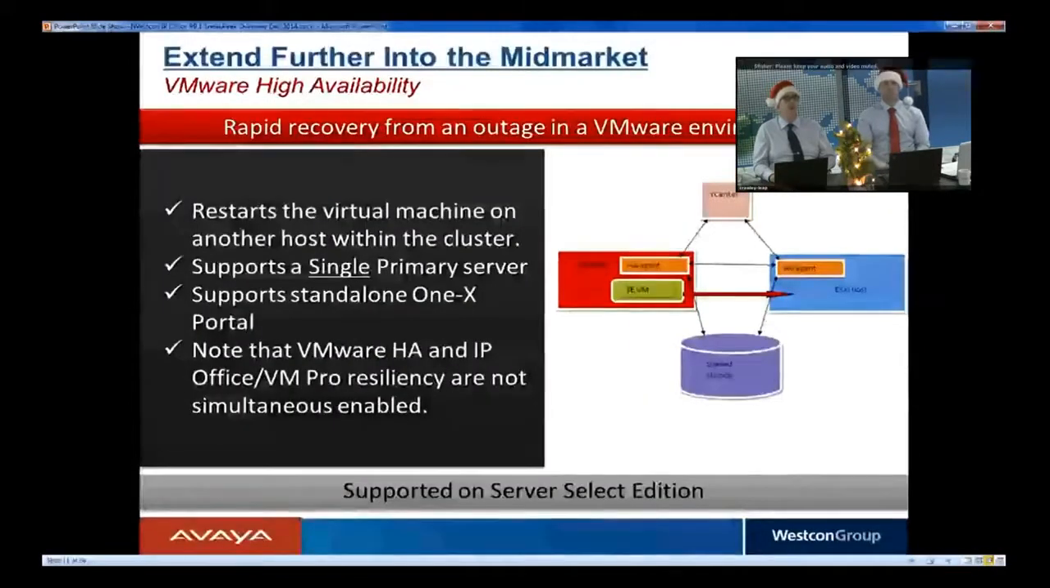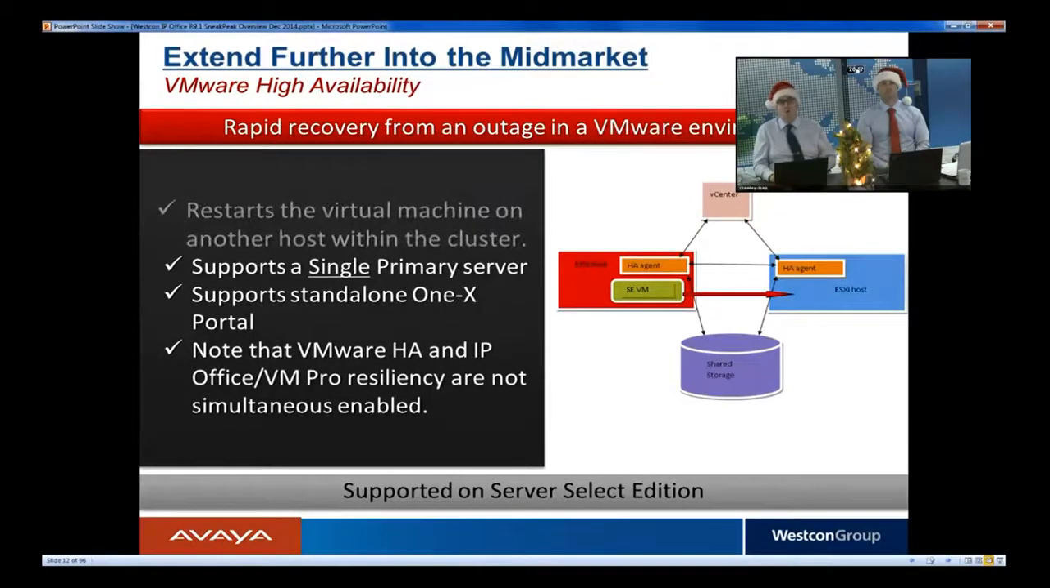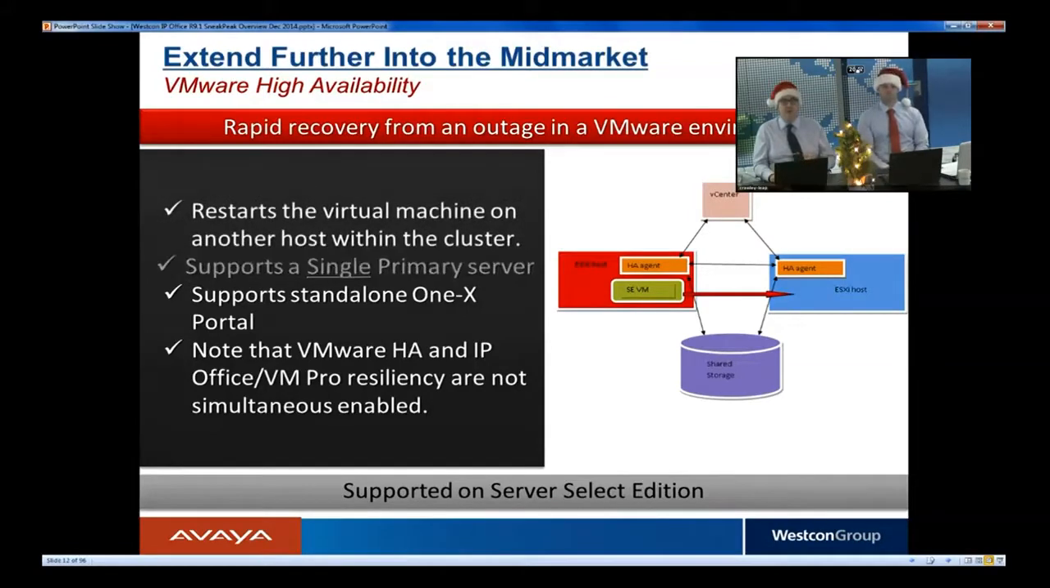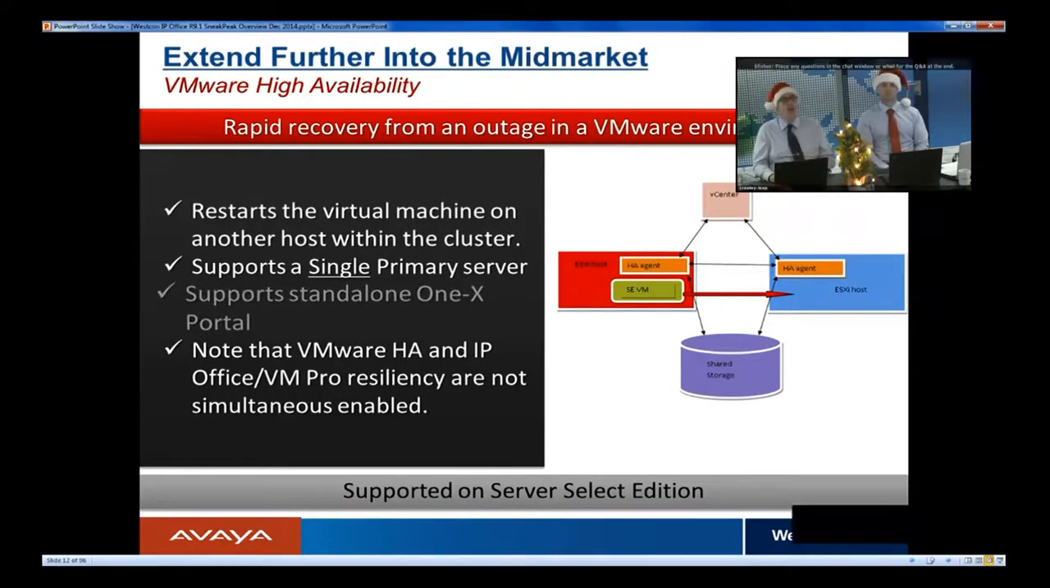VMware High Availability, as it says on the screen, restarts the virtual machine on another host within that cluster. We also have support for that single primary server and support for a standalone OneX Portal. Please note, the VMware HA and IP Office VM Pro resiliency are not simultaneously enabled.